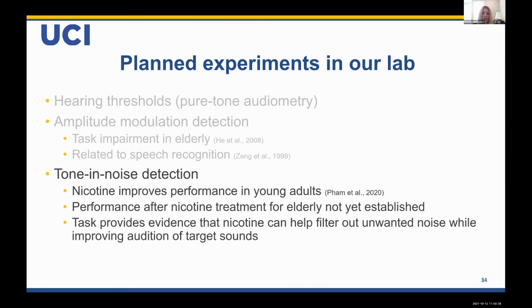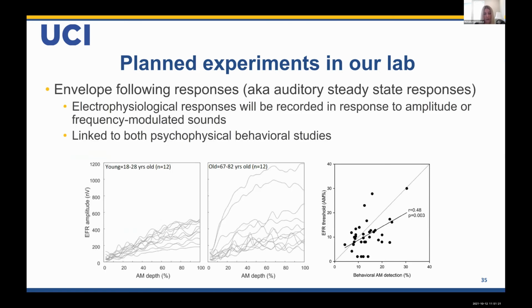And we would also be looking at a tone and noise detection task. We did do this study that we published in 2020, where we saw that for this task in young adults, nicotine improved performance. And we definitely need to test this in the older population to see how well nicotine would help for this task, because this task is really important for, going back to when I mentioned, understanding speech in noisy conditions. This is exactly what this is testing: can you detect a target sound while suppressing all of that noise going on in the background? So we're going to look at that too.